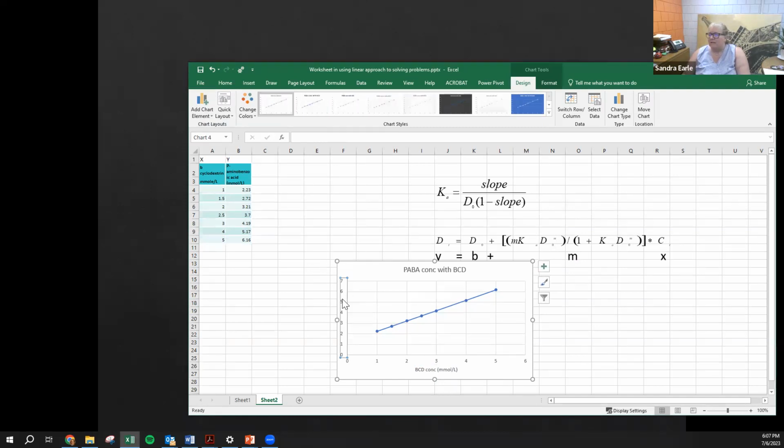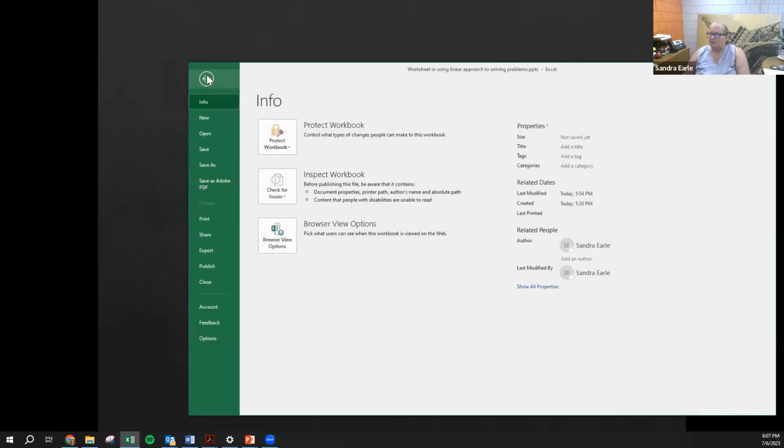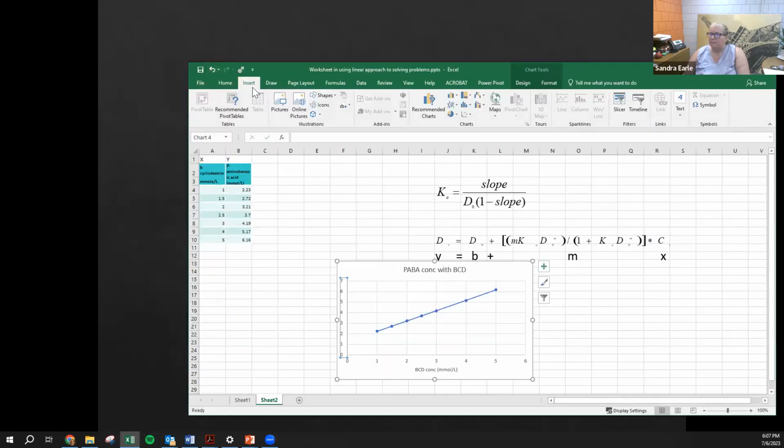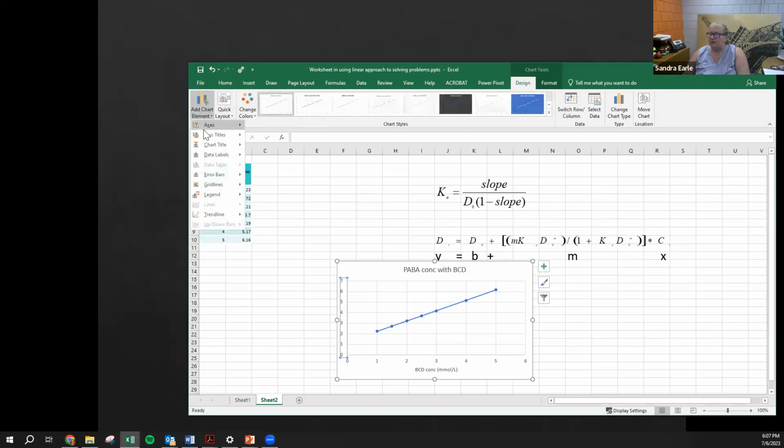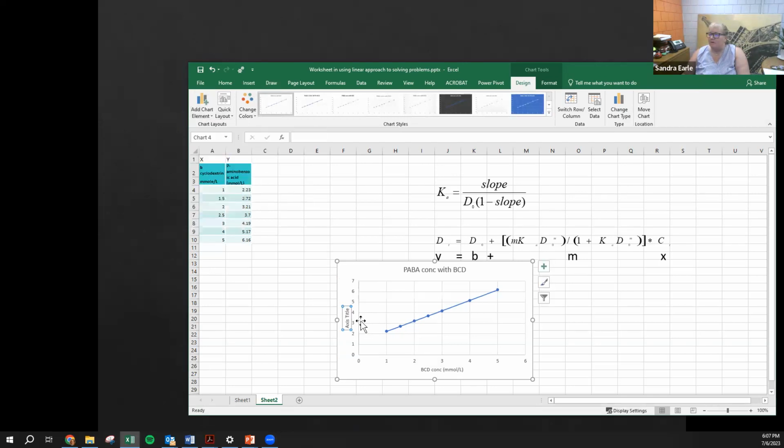And our Y concentration, again, we're going to add a chart element. Primary vertical is going to be PABA concentration in millimoles per liter. So now we know what we've got here, okay?